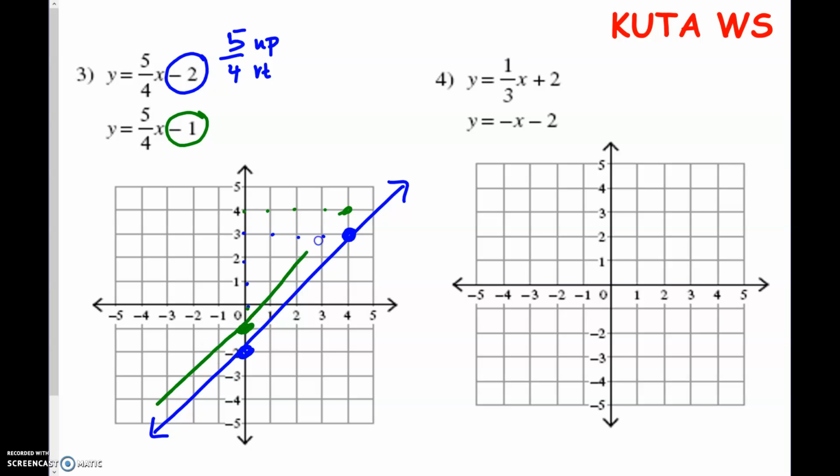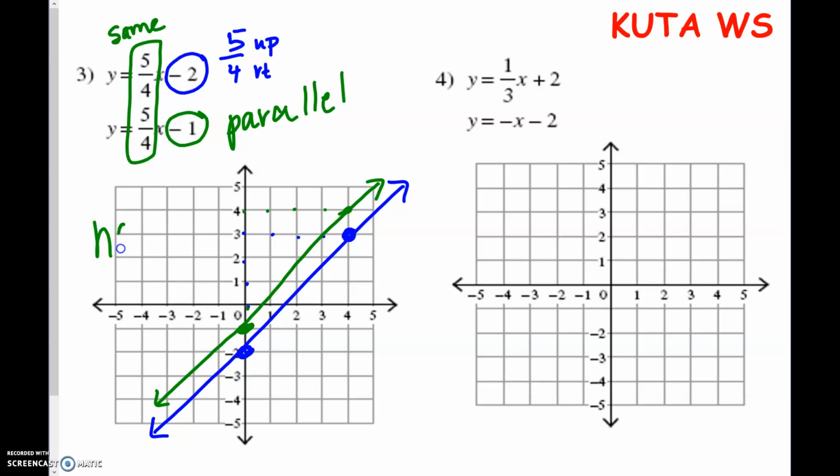So what are we noticing about these green and blue lines? They have different y-intercepts because I circled two different numbers. But look here, what about their slopes? Their slopes are the same. And what did we learn before? If slopes are the same, then the lines are going to be parallel. And if they're parallel, are they ever going to intersect? So this one's going to have no solutions. They are never going to intersect because they're parallel lines, so they will have no points in common, no solutions.